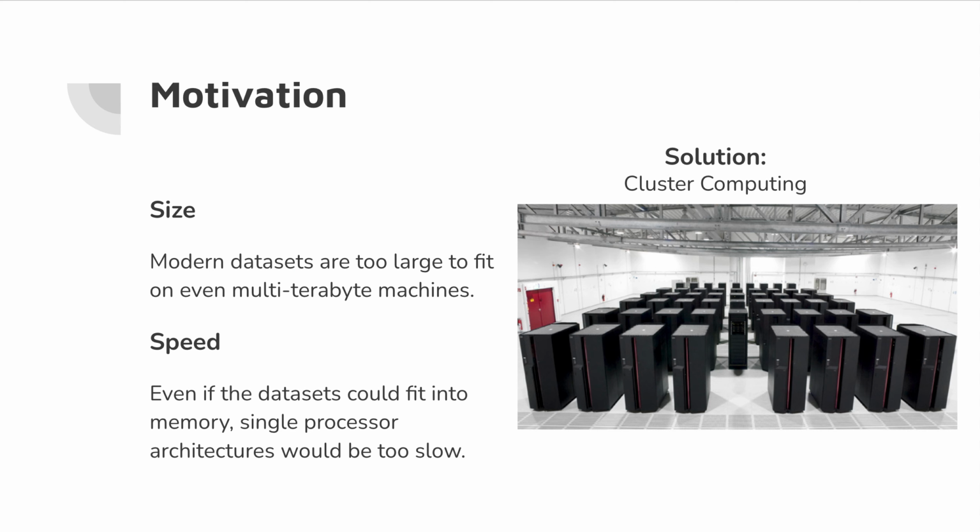Okay, starting with the background and overview. So what is the motivation for this? Why do we want to do distributed indexing? Well, it basically comes down to two things, size and speed. Modern data sets are simply too large to fit on even multi-terabyte machines. So you basically have to split it in terms of memory and even disk space, frankly, over multiple machines.